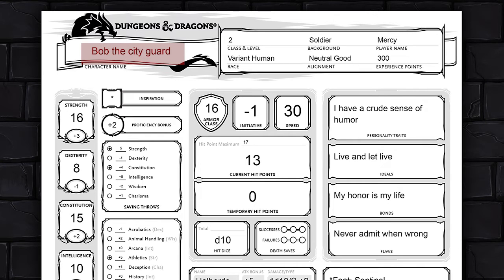Moving straight to the right, you're gonna see class and level. Obviously, Bob is a level 2 fighter. Why? Well, because he used to be this soldier guy back in the day. He used to fight in the army of the king, but then he caught an arrow to the elbow. Not the knee, because that's Skyrim. They might copyright. But he used to be a soldier, and that's his background.